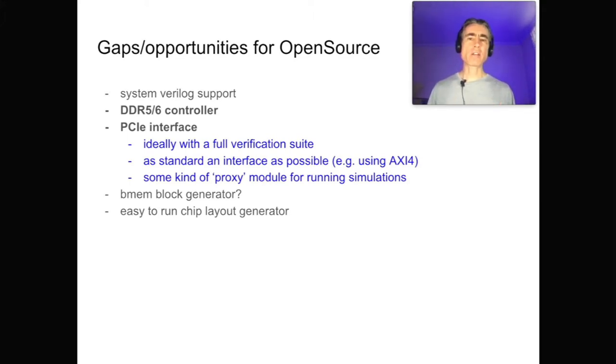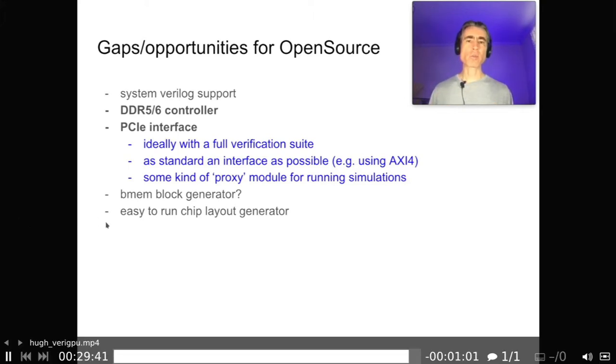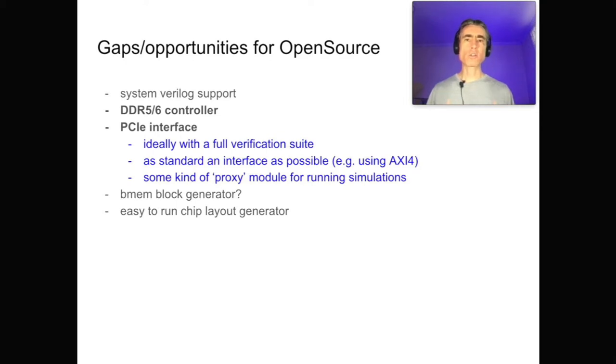We want to have a standard interface as possible, e.g. using AXI4, and ideally, we should have some kind of proxy module for running simulations, right? We shouldn't have to run the full DDR controller PCI interface when we're just running simulations. We should be able to bypass that for simulations, at least when we're simulating a whole end-to-end system.